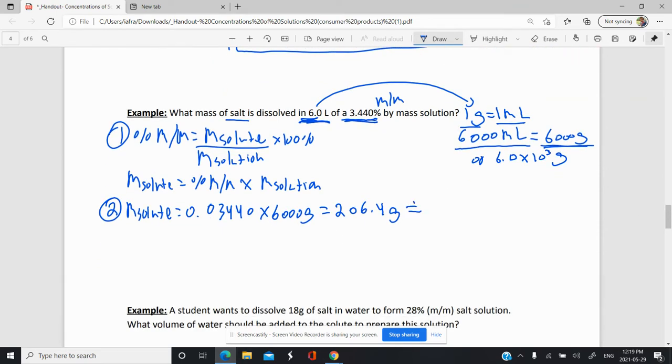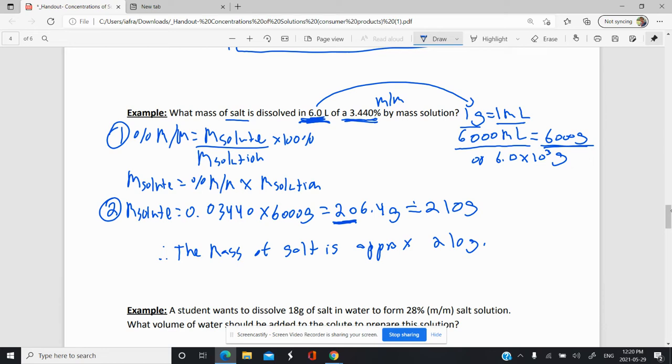We want 2 sig figs. So we can say that to 2 sig figs, we need to be about over here. So we can round that up to about 210 grams. So we can say, therefore, the mass of salt is approximately 210 grams. And so that's, again, 3.44% mass.